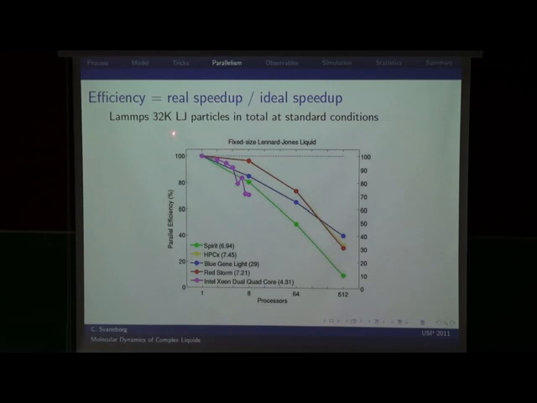So here is a real example. Now the efficiency is scaled to 100. So 100 is perfect linear scaling with the number of particles, and it's a system of 32,000 Lennard-Jones particles at standard conditions. And what you can see is that when we throw more and more processors at this, the efficiency goes down. And of course, this is because each of the nodes gets fewer and fewer particles to simulate, but it gets a larger and larger surface with the neighboring CPUs that it has to communicate with more and more. And for this reason, the scaling goes down like mad.